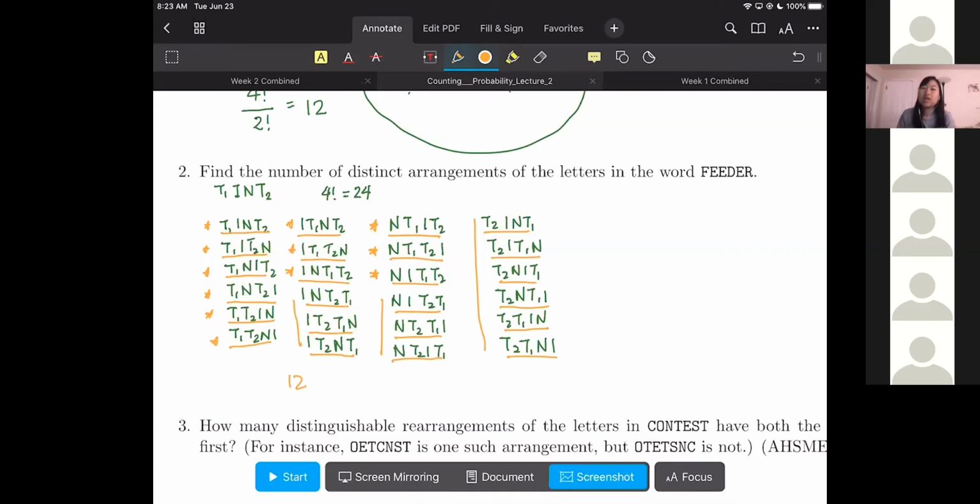If we didn't want to list everything out and wanted to figure out how to generalize this, we would take 4 factorial and divide that by the number of ways we could permute the two T's. In this case, that's 2 factorial. So we would take 4 factorial, which is 24, and divide that by 2 factorial, which is 2, to give us 12. And this is the number of ways to arrange T1, I, and T2. And this is the number of ways to arrange T1, T2.